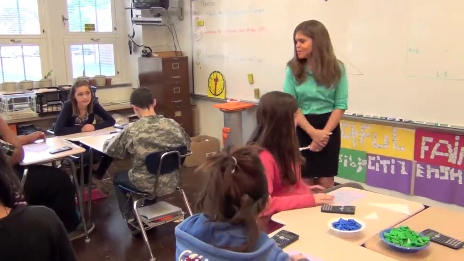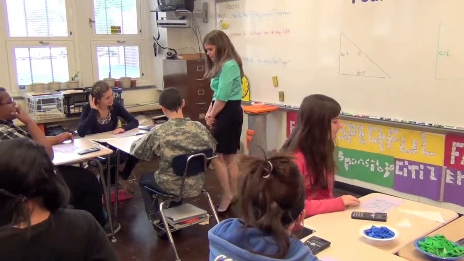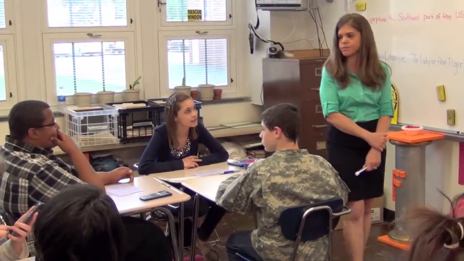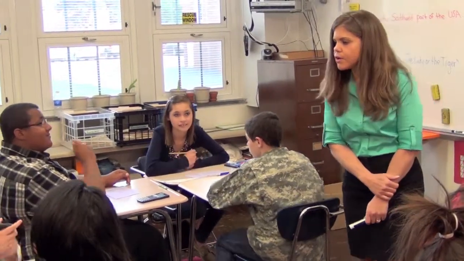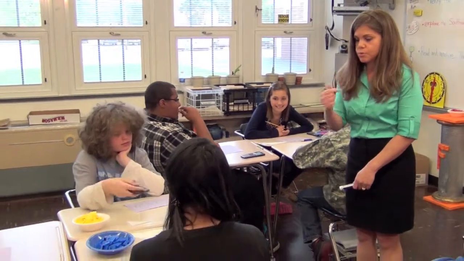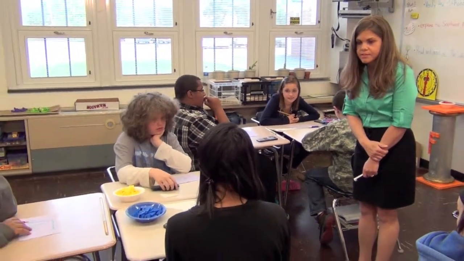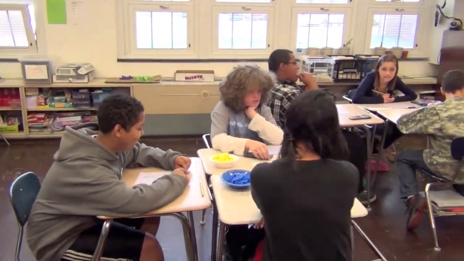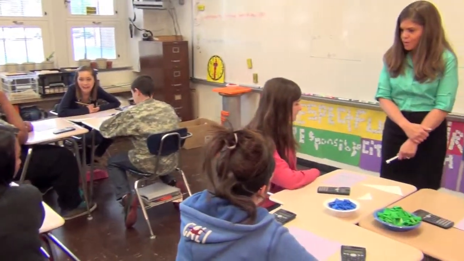Okay. So let me see what you got here. Square root of 9. 3. 3 times 1 is 3, and 6 minus 3 is 3. Excellent. Over here, we have 2 times 2 is? 4. 2 to the second is? 4. And the square root of 16? 4. Very good.